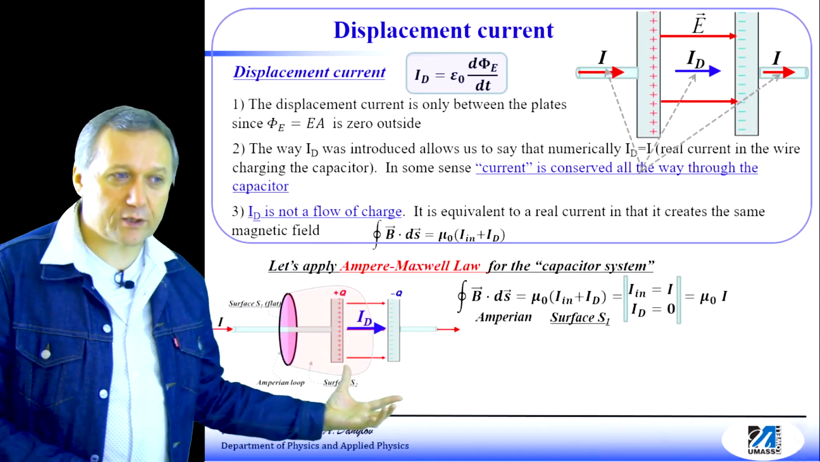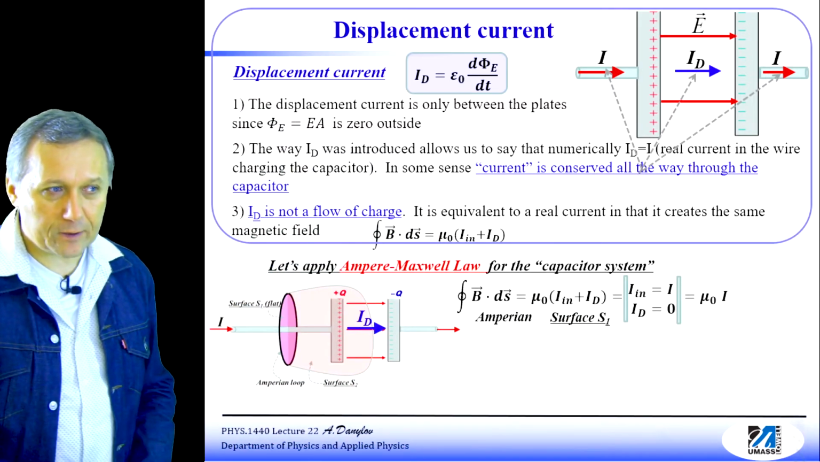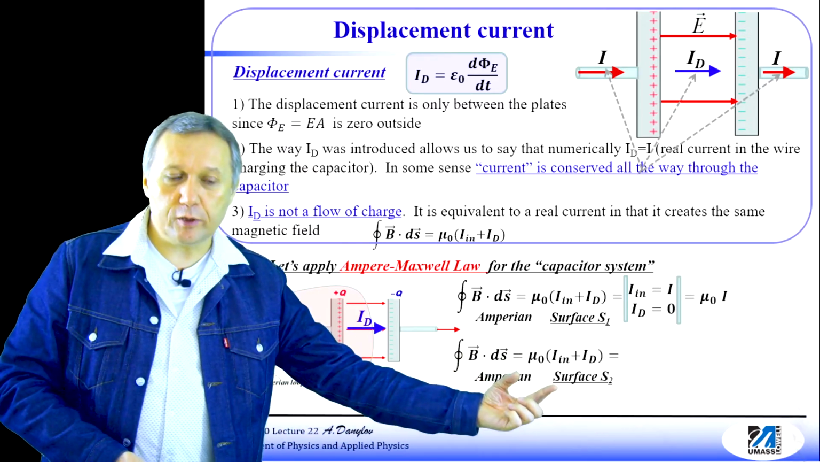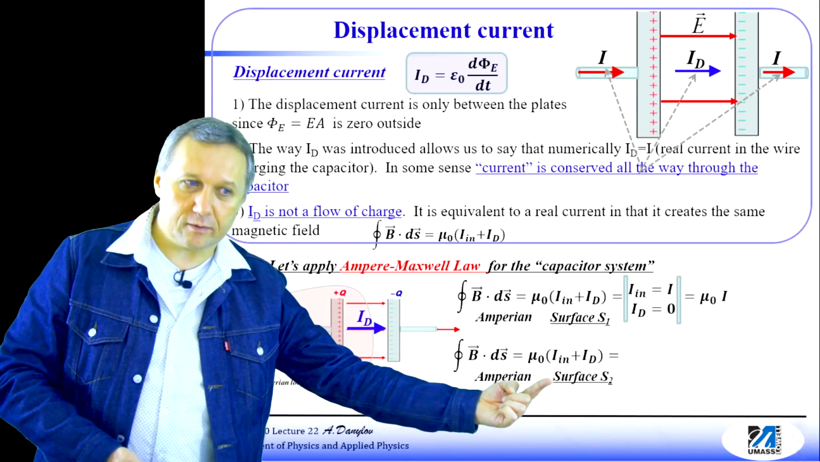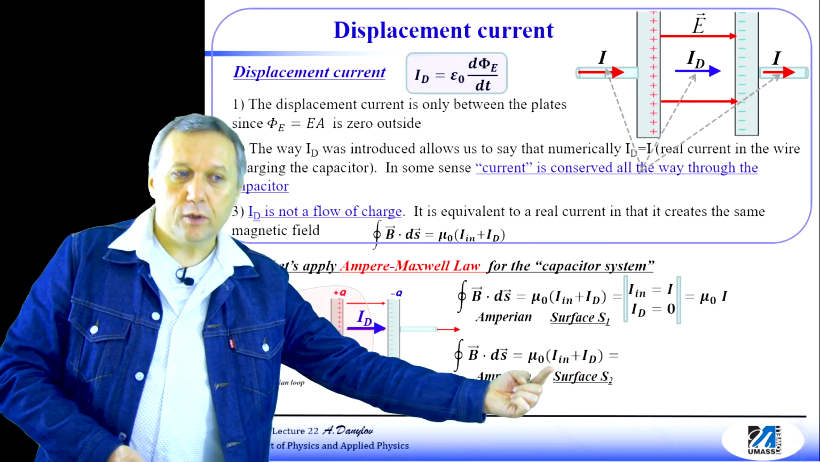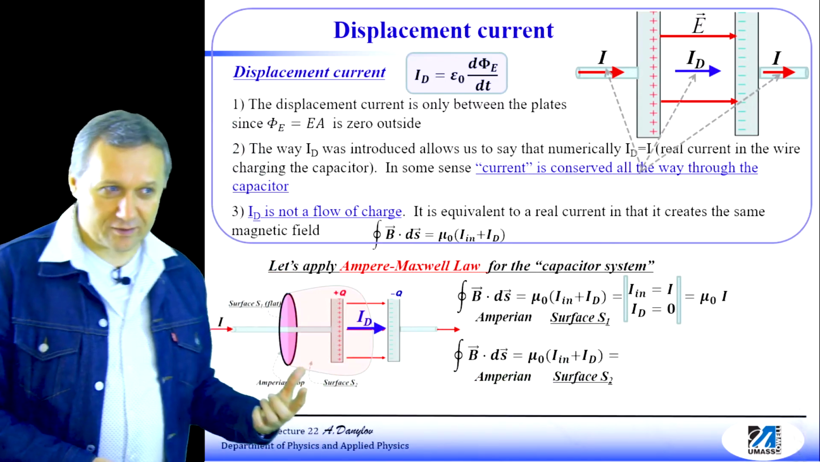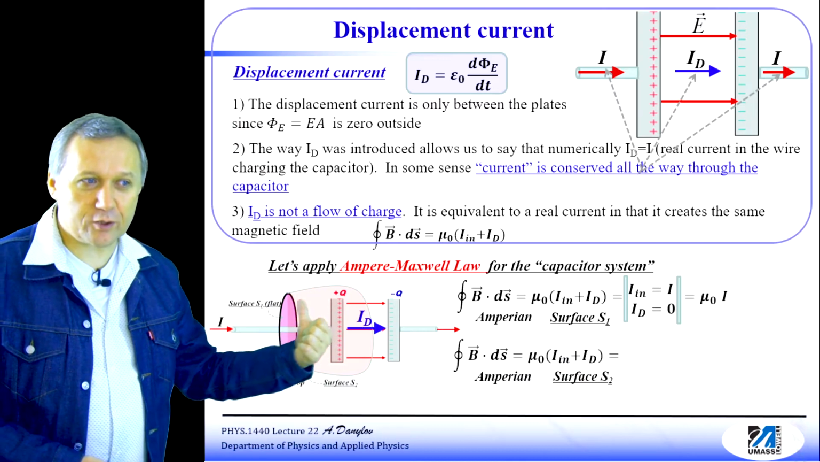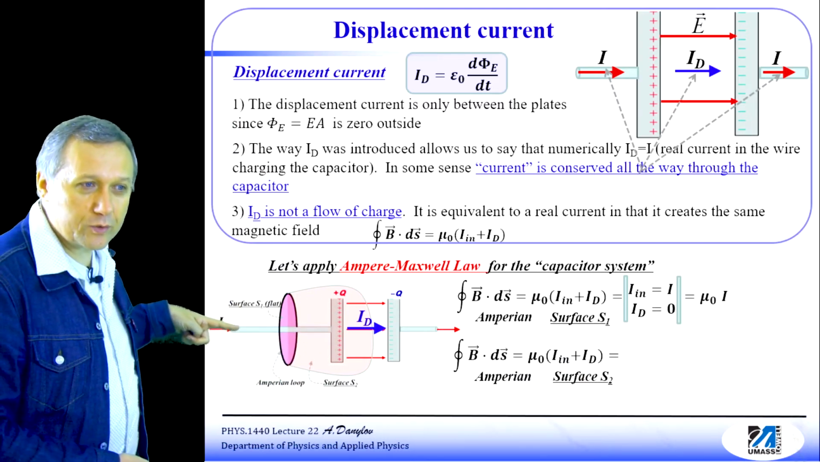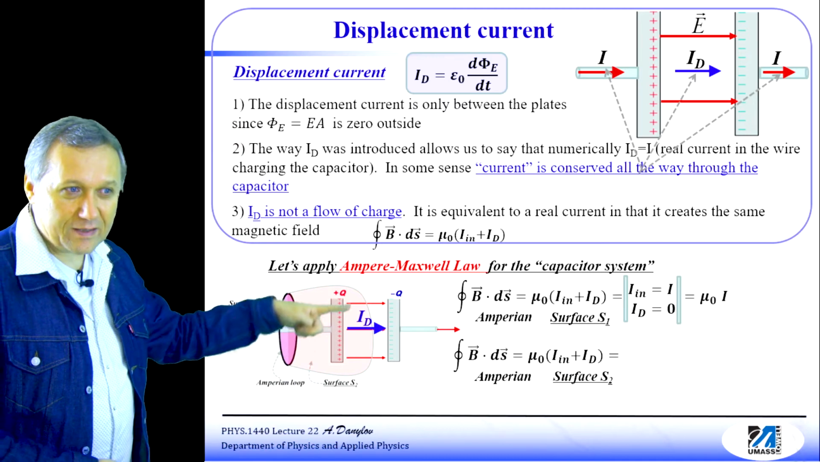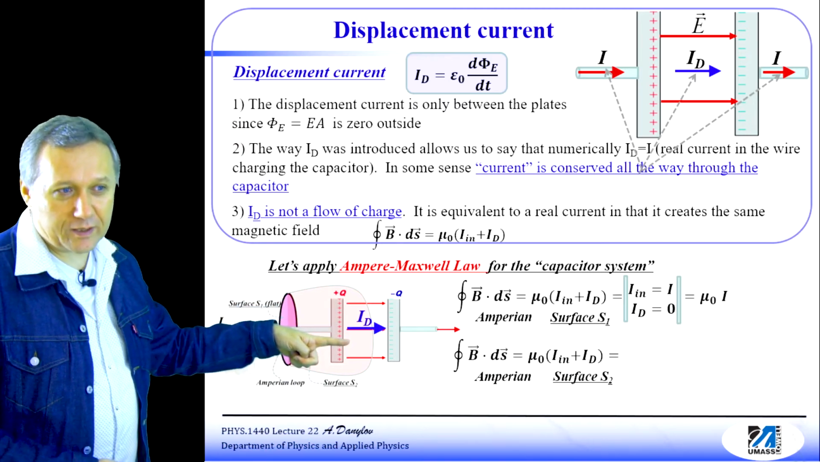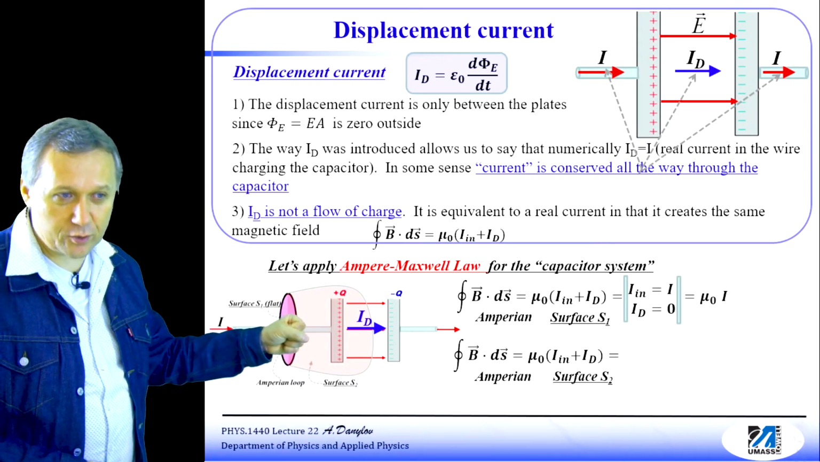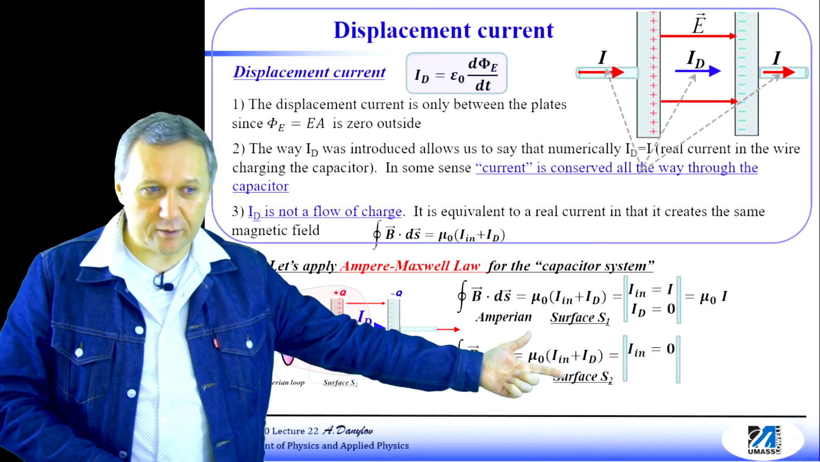Now let's use surface S2, this baggy type surface, concave surface. Exactly the same law, you see. And now again, we need to analyze what about I in, the actual current, and I displacement. What can you say about the actual current? Actual current doesn't cross our surface S2. Actual current goes through this gap and ends on the positive electrode. So actual current doesn't cross our surface S2. So I in is zero.